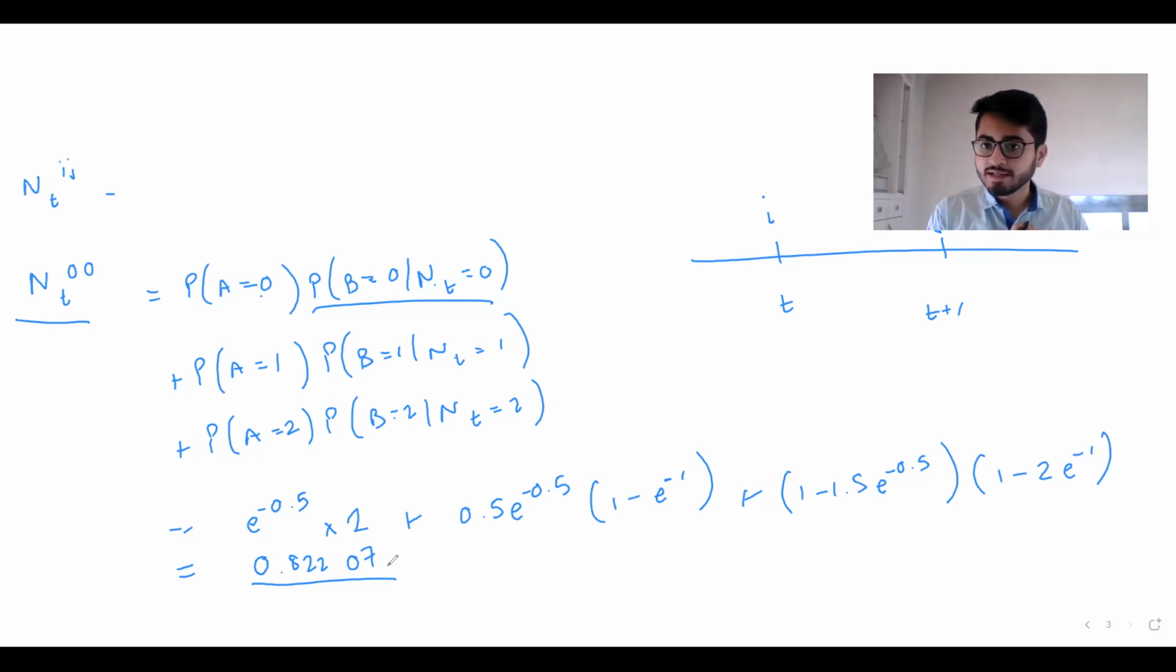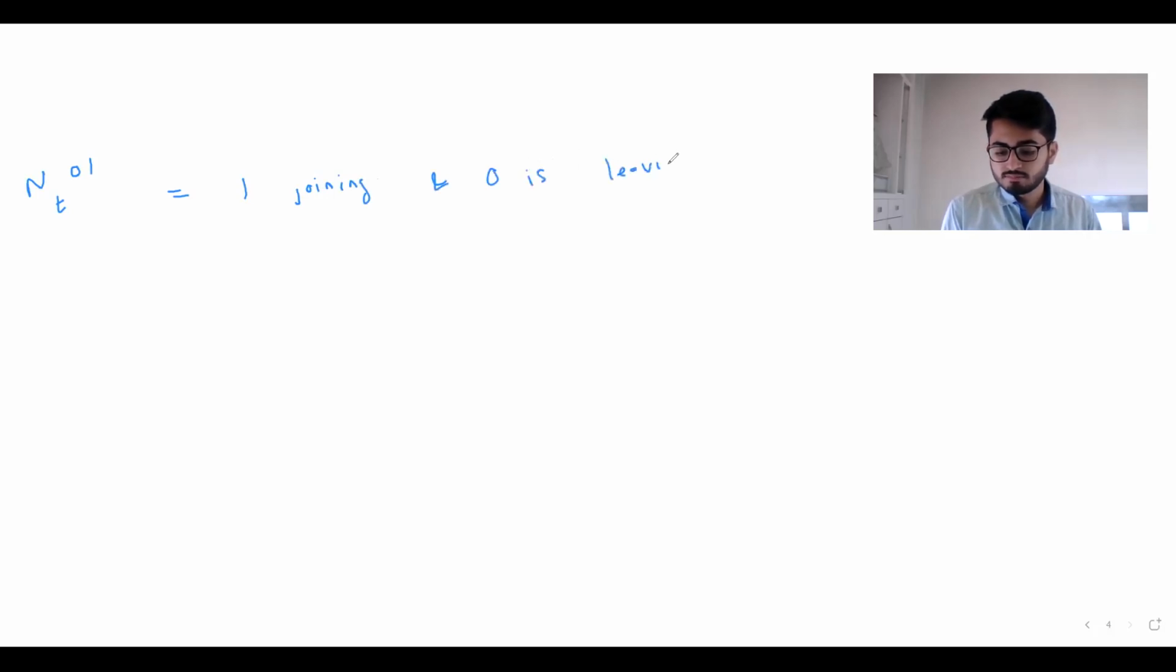So yeah, this was NT00. Now let's go to NT01. NT01 means you started with 0 customers waiting in the queue, and in the next time you have 1 customer waiting in the queue. So the possibility for that is 1 customer joining and 0 leaving. This is one possibility. Another possibility is 2 joining and 1 leaving.